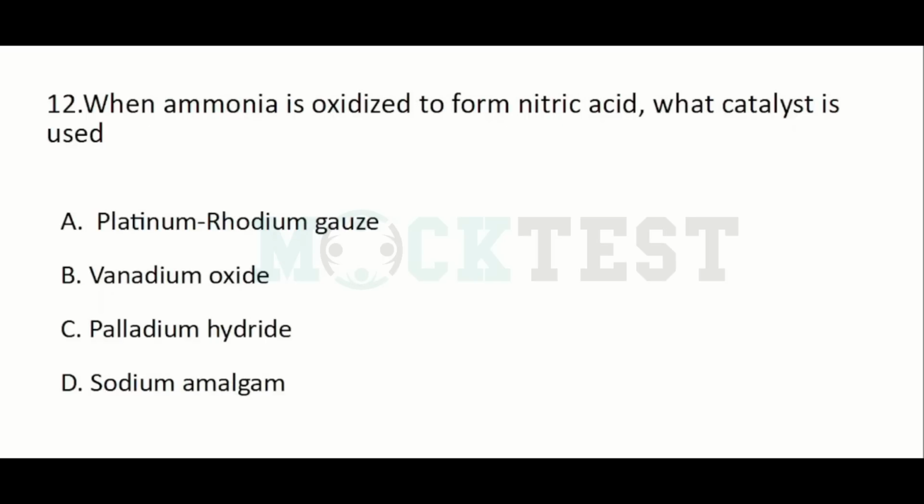When ammonia is oxidized to form nitric acid, what catalyst is used? Option A platinum rhodium gauze, option B vanadium oxide, option C palladium hydride, option D sodium amalgam. Answer is option A, platinum rhodium gauze.